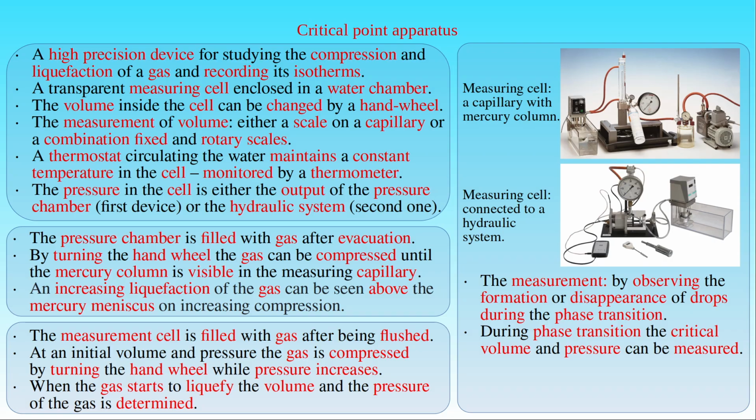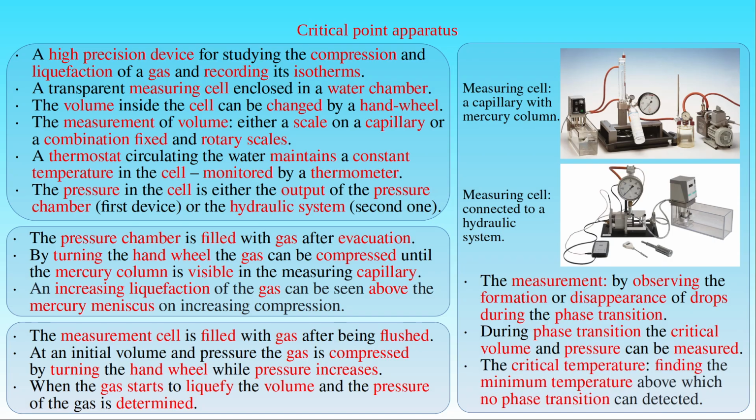The corresponding pressure values are indicated by the manometer measuring the pressure of the cell. The critical temperature can also be determined by controlling the thermostat to find the minimum temperature above which no phase transition is detected for arbitrary compression of the gas. In such a way, the state variables of a given amount of gas, that is its critical temperature, pressure and volume, can be measured by the apparatus when the phase transition of gas is observed in its critical point.